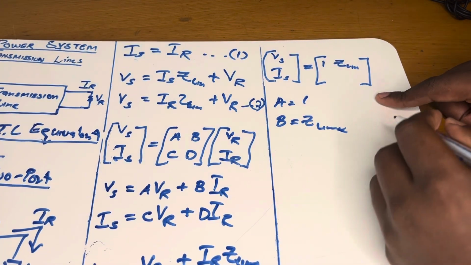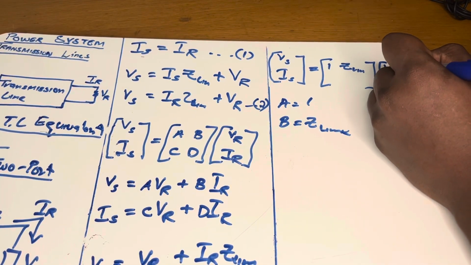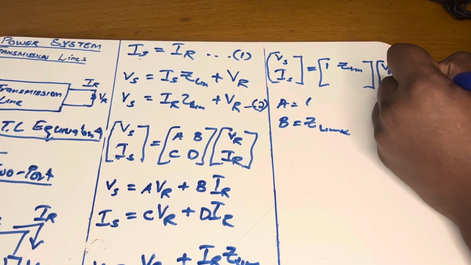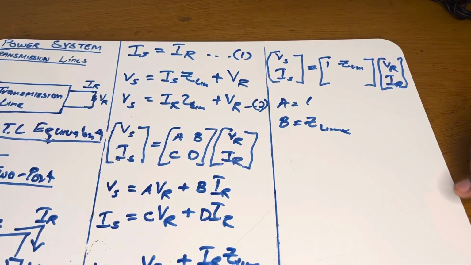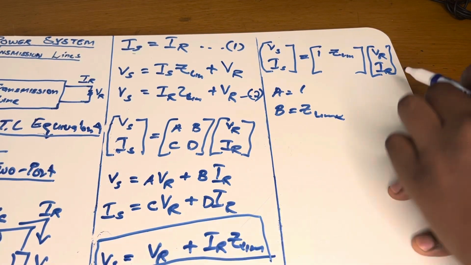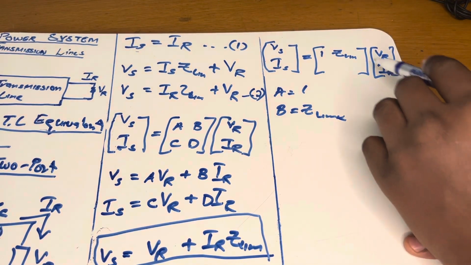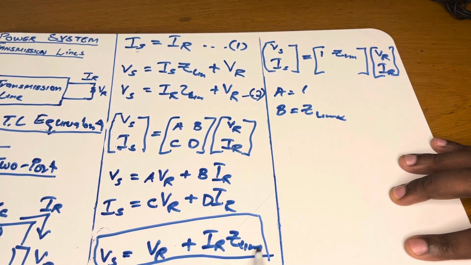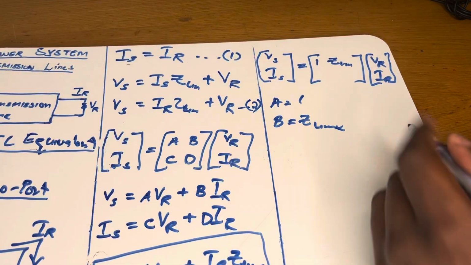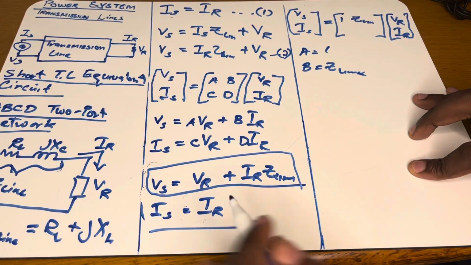So what do we have now? We have finished with our first equation, so it's going to be VR IR. If we multiply back to this equation, we will be able to get this, because it's going to be VR times 1, going to be VR plus IR times Z line is going to give us this. Okay, so now going to Is is this. Is is equal to IR.